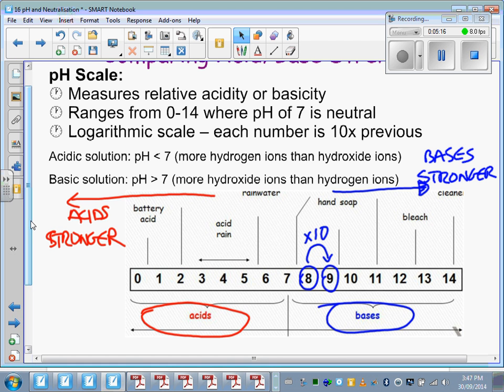And the question for you to think about is, what would the difference be if you moved from 8 to 10? So how much stronger is a pH of 10 than a pH of 8 if we're using the same logic? Okay, so the pH scale is used to measure relative strengths of acidity.